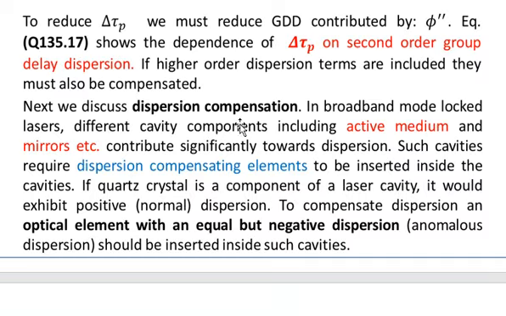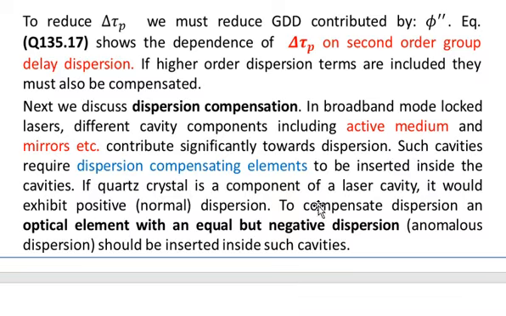Now we discuss dispersion compensation. So you see how we can compensate the dispersion in a practical sense. This is what we are going to discuss. In broadband mode locked lasers, different cavity components including active medium and mirrors, etc., contribute significantly towards the dispersion. So here we are talking about just two components, that is the active medium rod and the mirrors. They contribute significantly towards dispersion. Such cavities require dispersion compensating elements to be inserted inside the cavity. So if we want to nullify the dispersion, we need to insert some dispersion compensating elements.